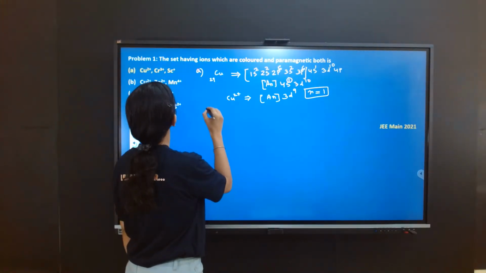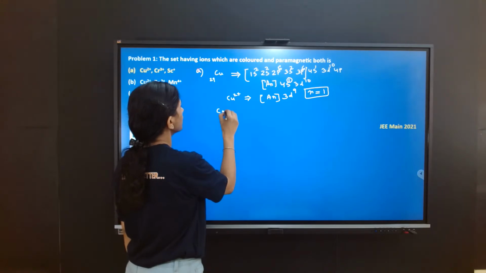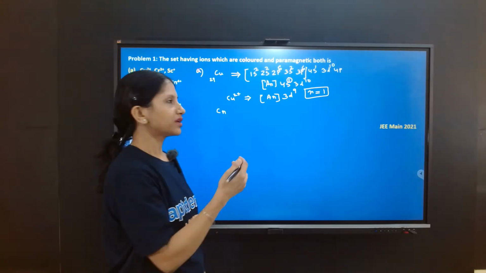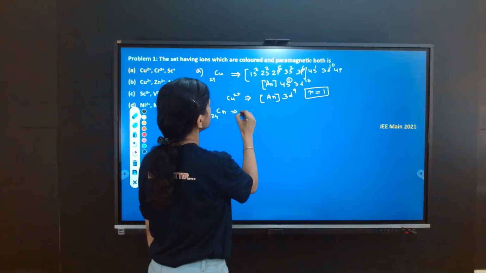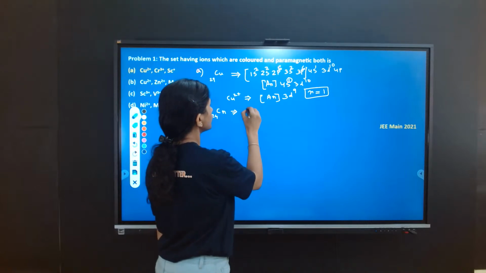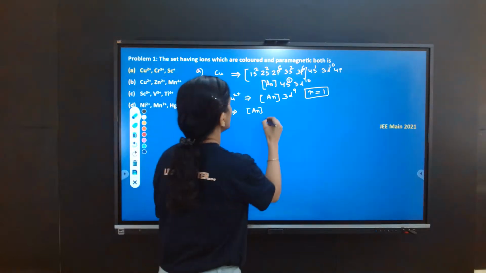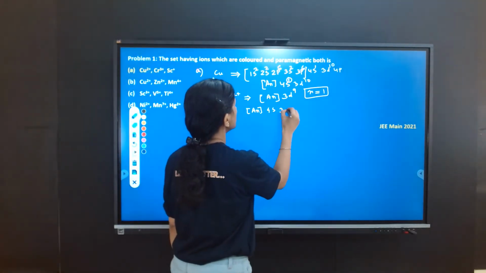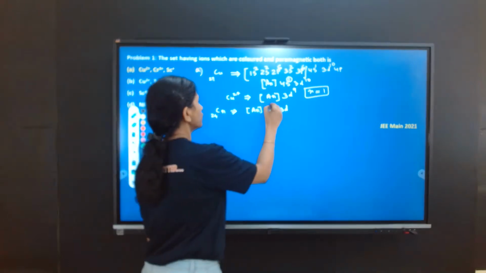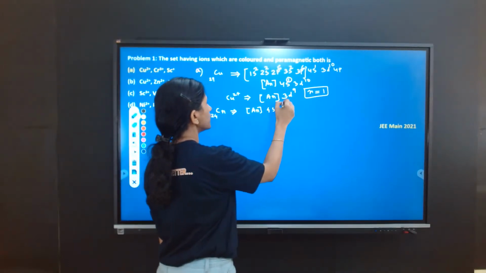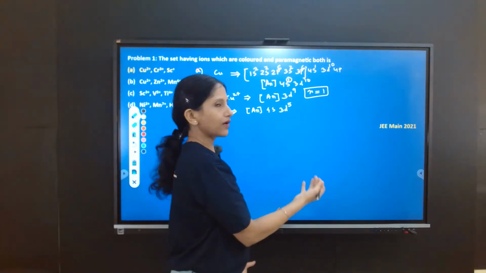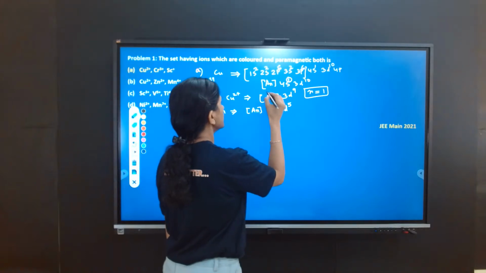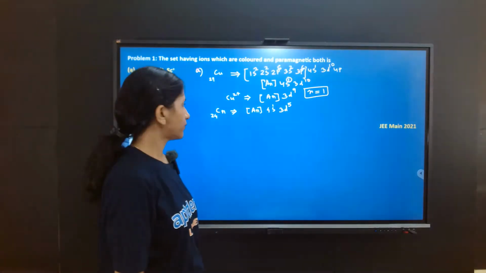Now let's do the next one, that is chromium. Chromium has the atomic number of 24. For the electronic configuration, we start directly with argon, which is 18, and then we have 4s and 3d. If you put 2 here, then you will get 4 here. But 3d5 is more stable than 3d4 because it is a half-filled configuration. So we end up with argon 4s1, 3d5 for chromium.